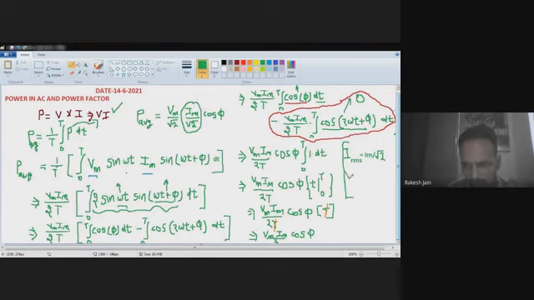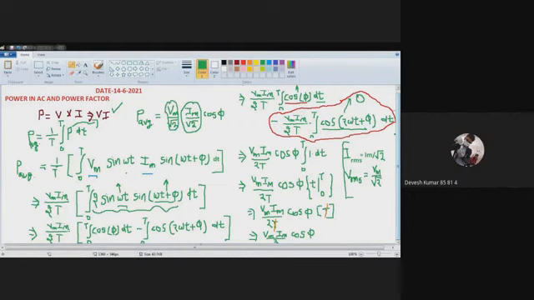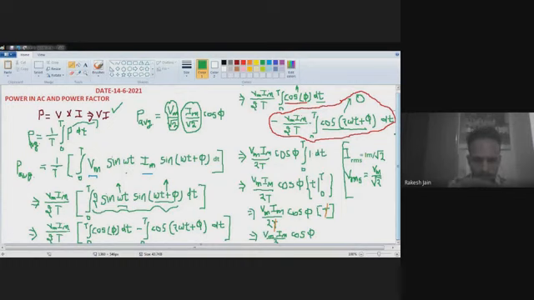Similarly, the RMS value of voltage in case of AC will be equal to Vm upon root 2, or V0 upon root 2. Here we use the magnitude as Vm, otherwise V0. So 0.707 Vm is also known as Vm upon root 2.